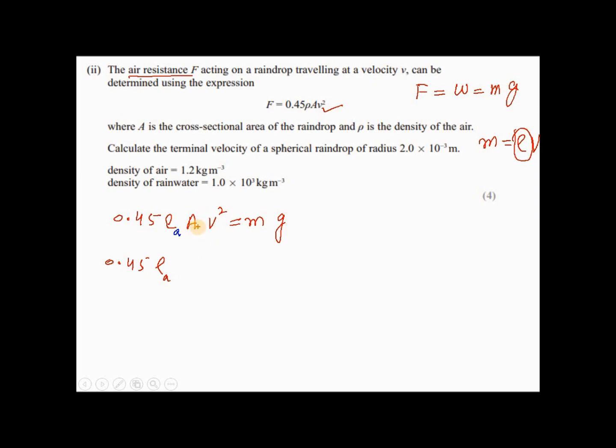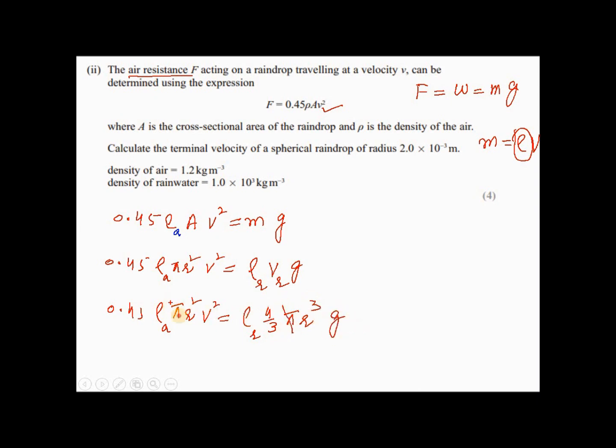This is the capital A, area of the raindrop, so pi r square. V square is the velocity that we are going to find. M is the mass, so density of the raindrop, volume of the raindrop into g. So 0.45 rho A pi r square V square equals rho r times V_R, the volume of the raindrop, which is spherical, so 4/3 of pi r cube into g.